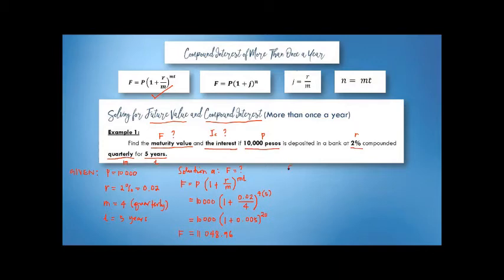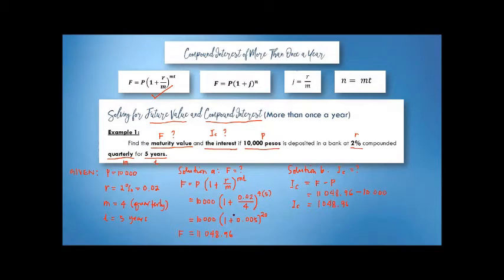yung compound interest. So for solution B, find the compound interest amount. So remember our formula, compound interest is future value minus the present value. So we have 11,048.96 minus 10,000. The answer is 1,048.96.